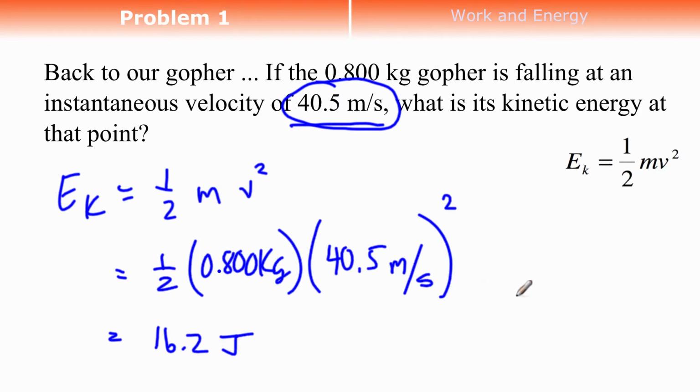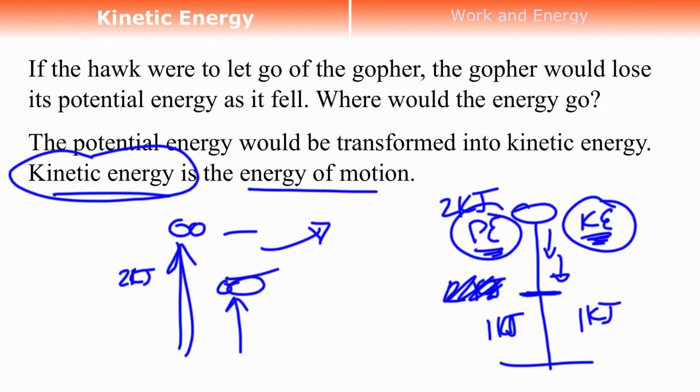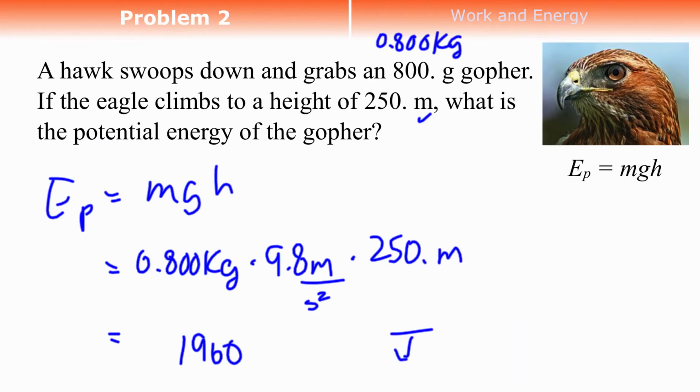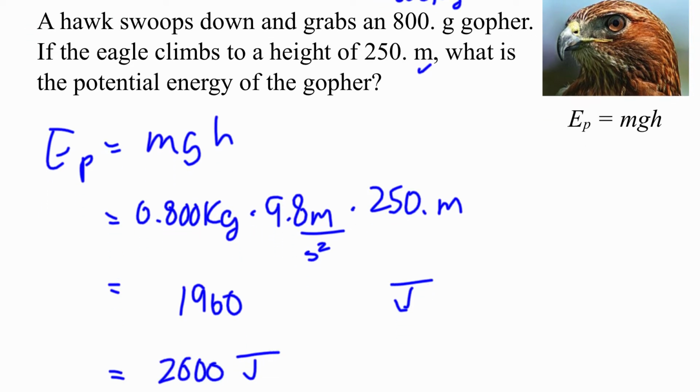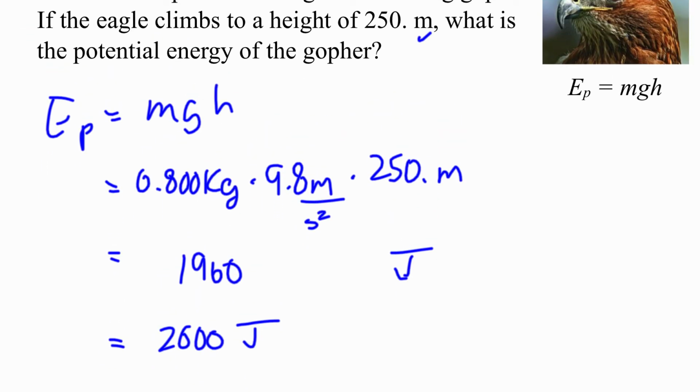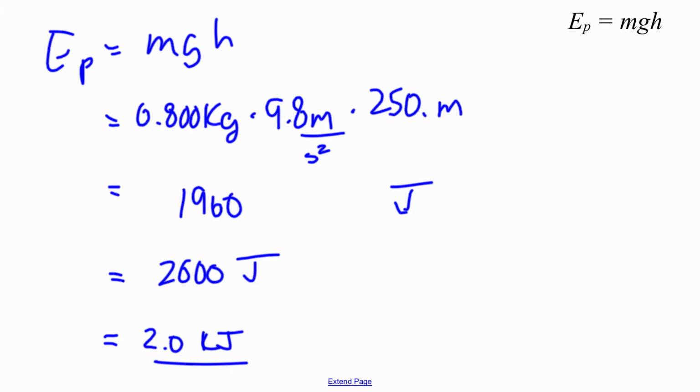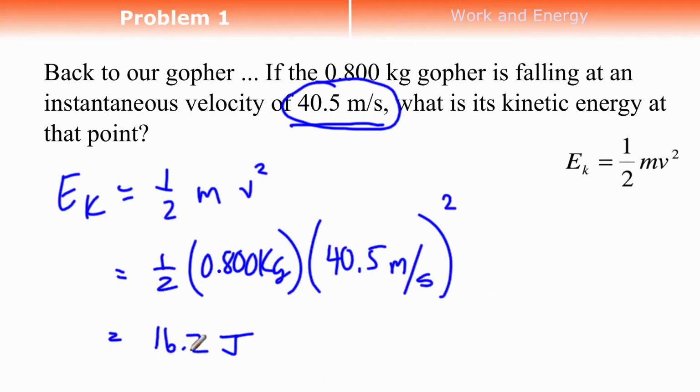possess. Okay, now that's sort of a little bit funny compared to this question here, because in this question here, we lifted it to a height of 250 meters. It had 2,000 joules. Oh, okay. So this makes sense, 16.2 joules, a portion of that. It's probably going to be going faster. Okay, so that is the kinetic energy of that gopher.